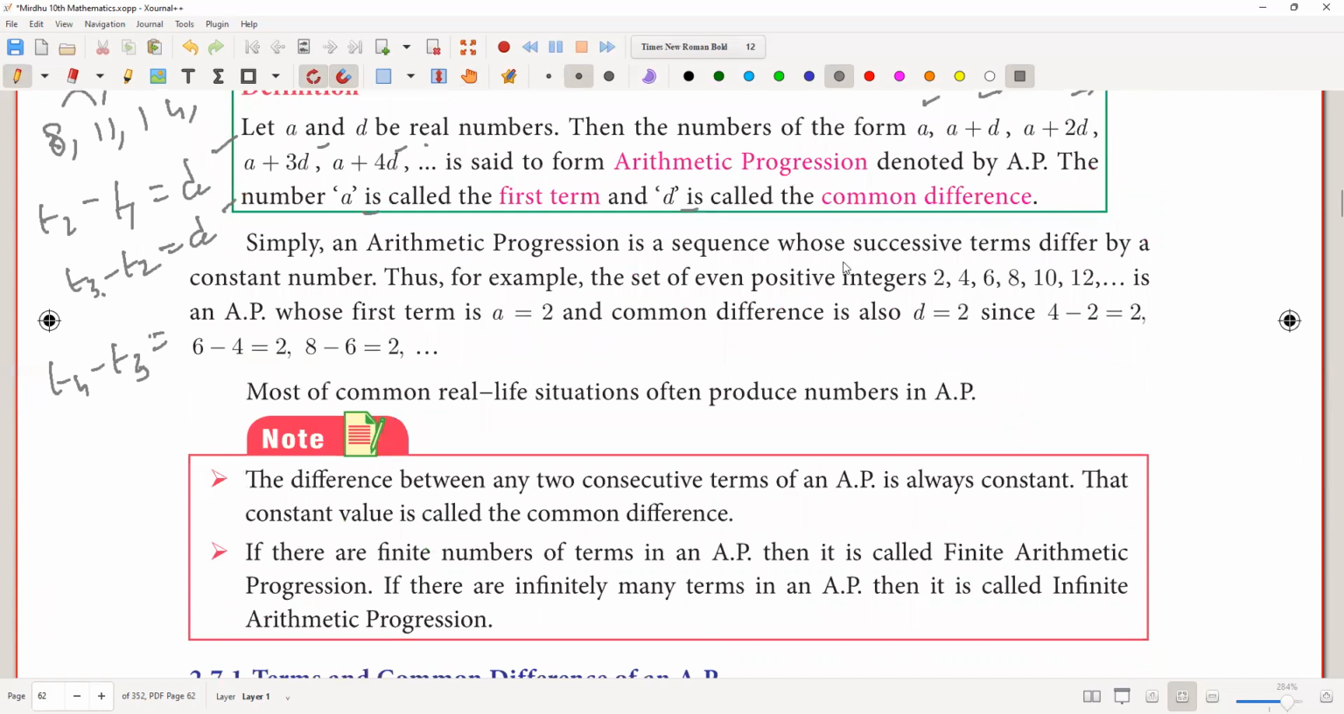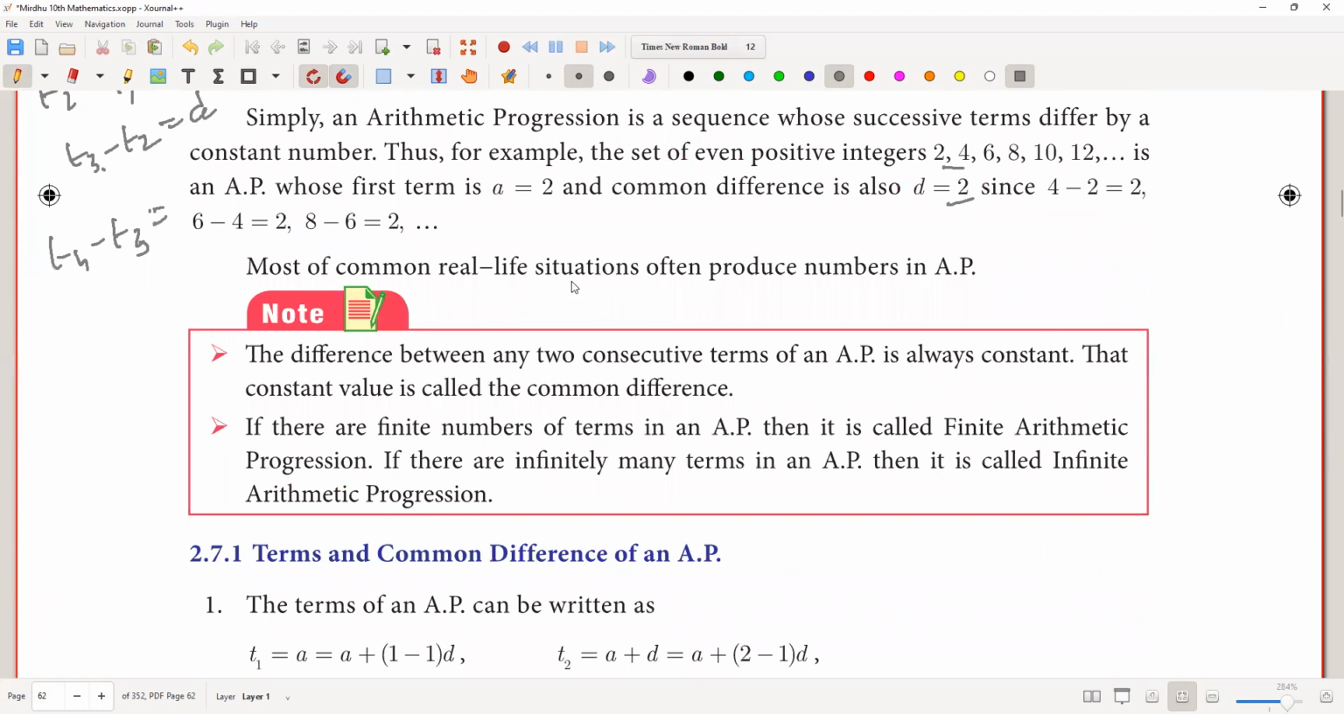Similarly, an arithmetic progression is a sequence whose successive terms differ by a constant number. For example, the set of positive integers differ by 1. Set of odd integers differ by again 2. Alright. So what is the first term? Common difference D. With that, we will be applying.